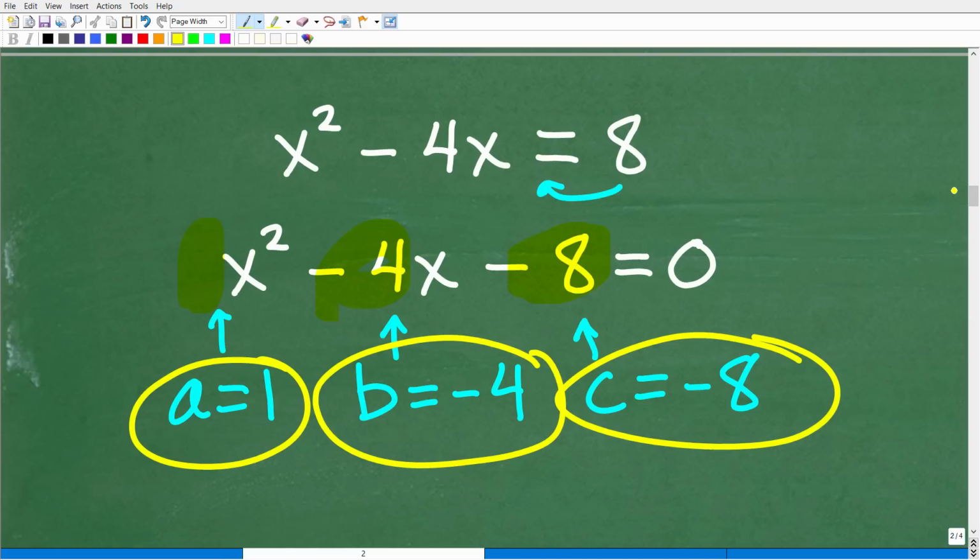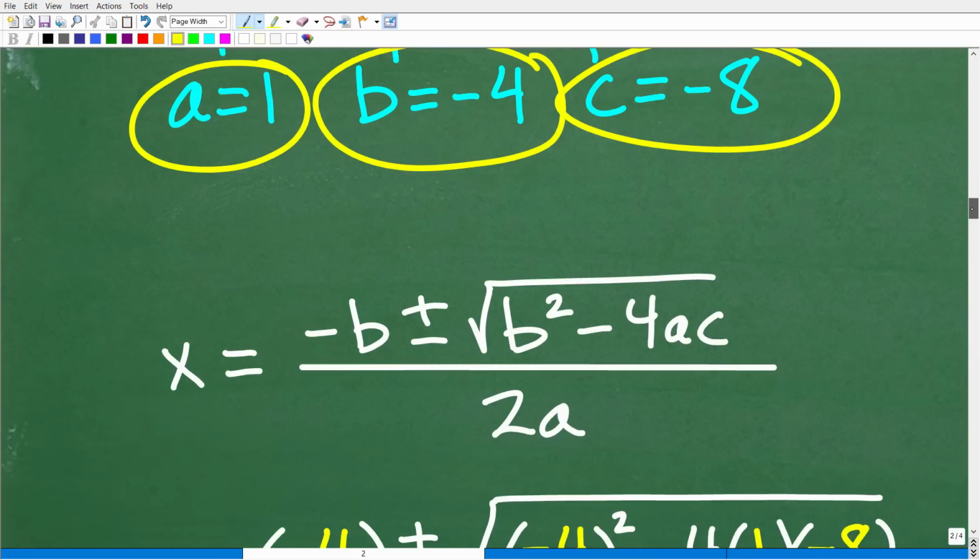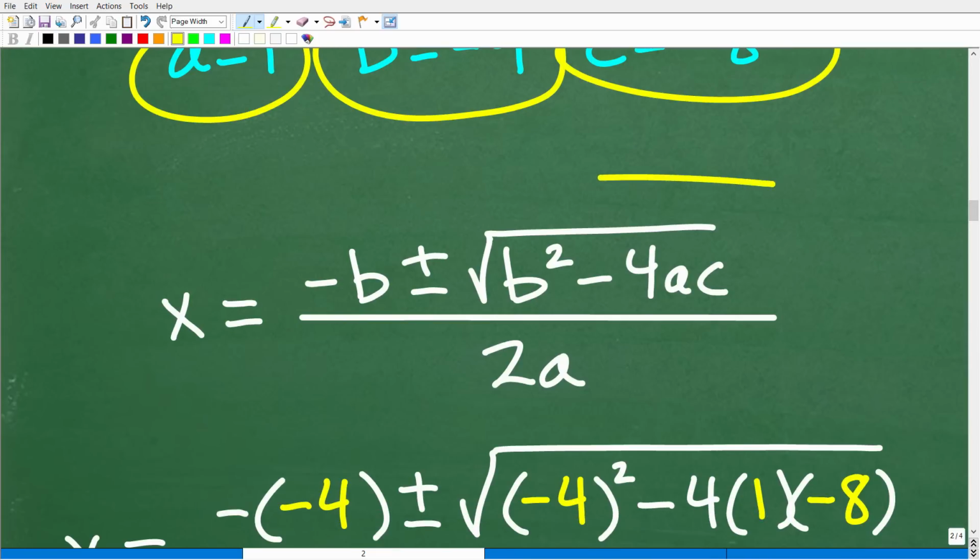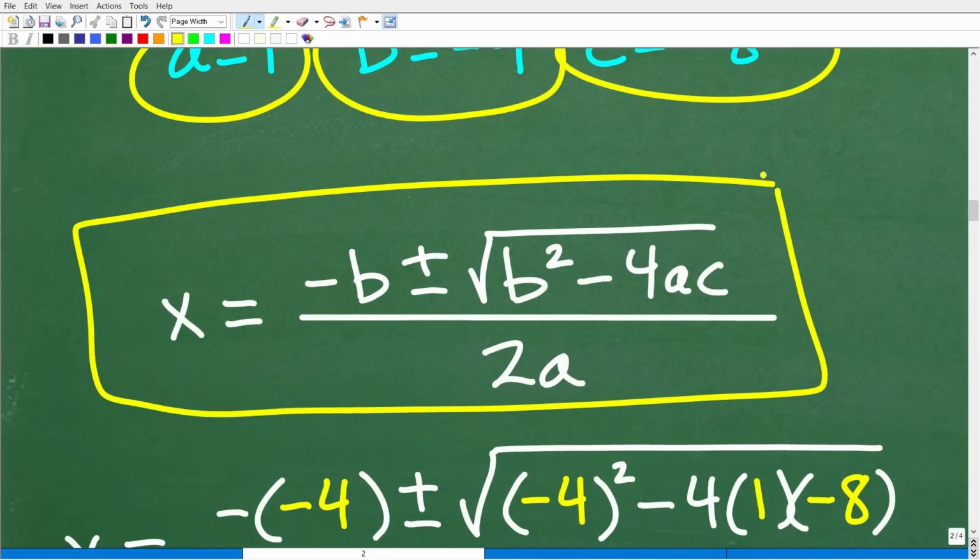Okay, so now that we have our A, B, and C values, we need to go ahead and plug in those respective values into the quadratic equation. So this is going to be minus b plus or minus the square root of b squared minus 4ac, over 2a. Now this is another place where students make a lot of errors.